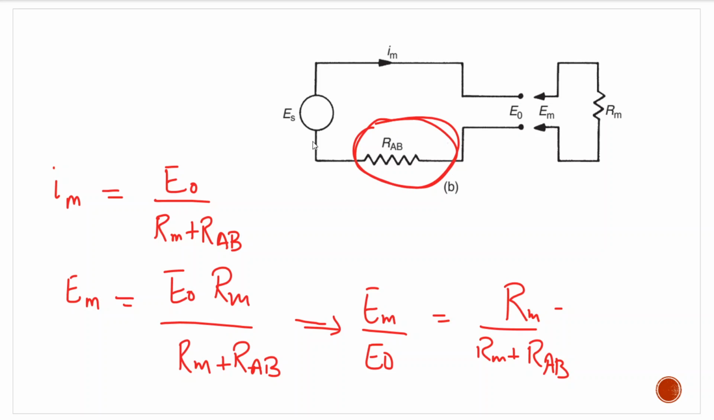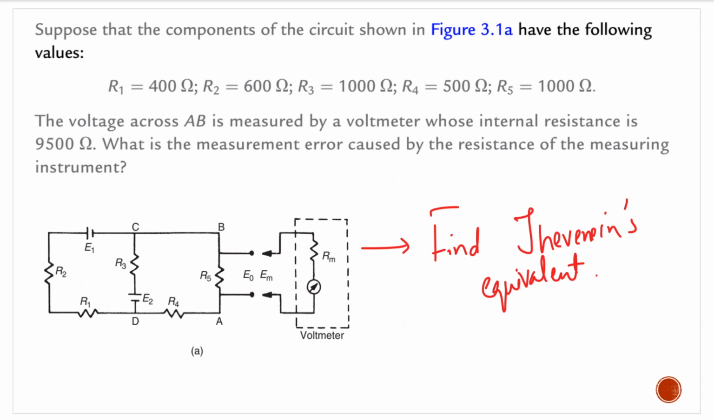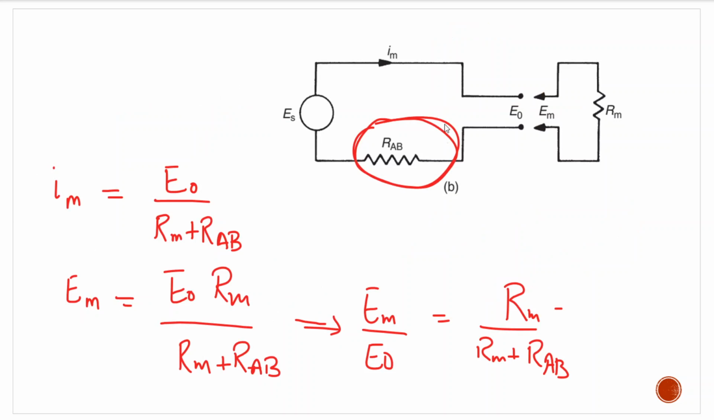So for this, that means actually you have to find out RAB from the values of these R1, R2, R3, R4 and R5. They are all given to you, as well as RM is given to you. So once you find out RAB, you can see that IM is nothing but इसके across जो भी voltage है divided by this resistance, and this voltage then will be nothing but E naught times RM divided by RM plus RAB.